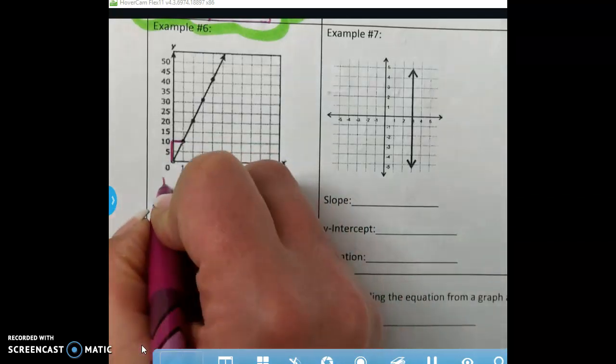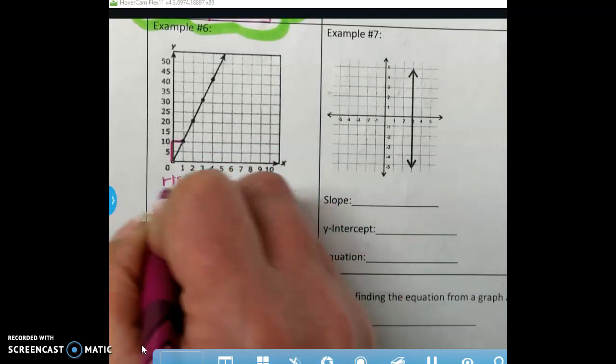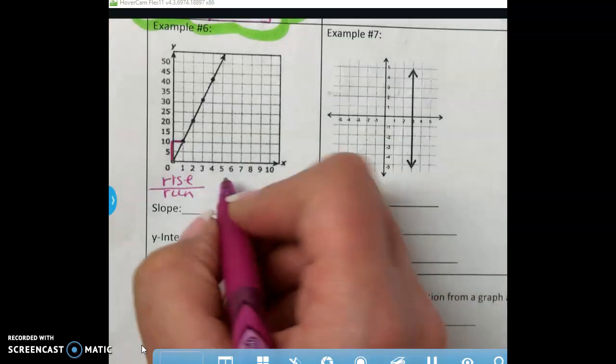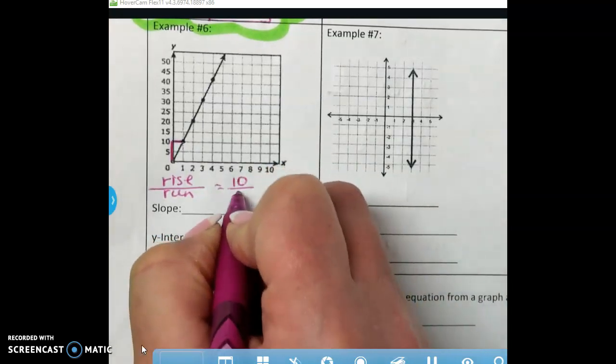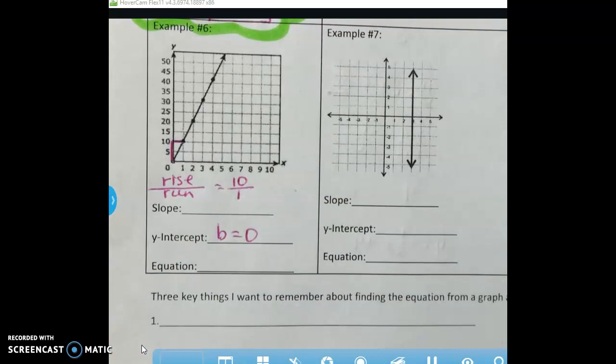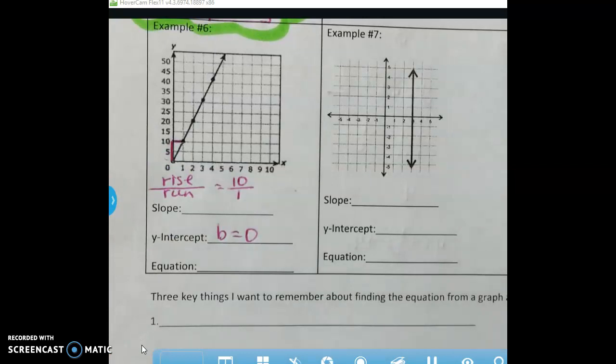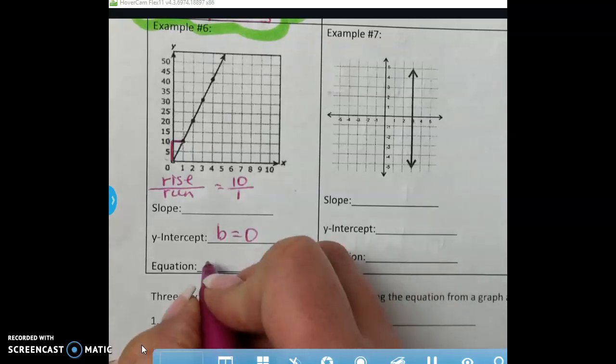My rise and run, please pay super close attention, are not 2 to 1. They're not 2 to 1. My rise and run ratio is 10 to 1. Even though I am rising 2 units on my grid, the value of those 2 units is 10 points, or $10, or whatever the discussion would be later on. So slope is 10 over 1, not 2 over 1. Uber important.